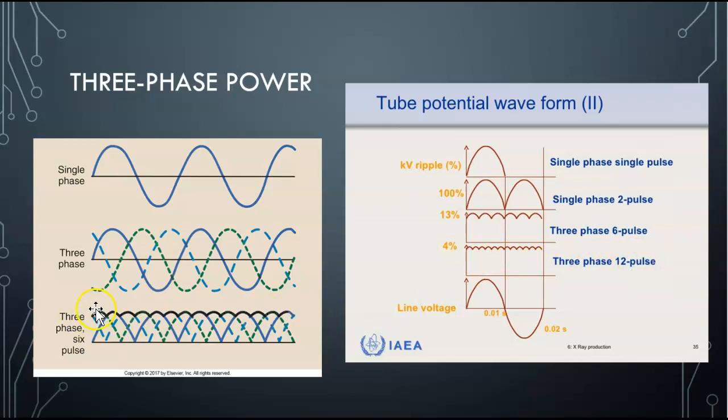You can see here 3-phase 6 pulses right there. You can see the drop from here to here. That's our drop, that's our ripple. You can see here the ripple is very small.